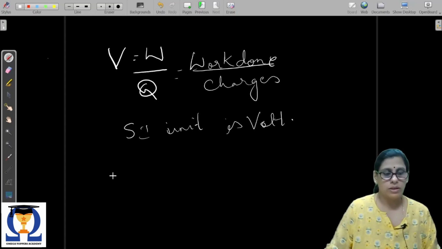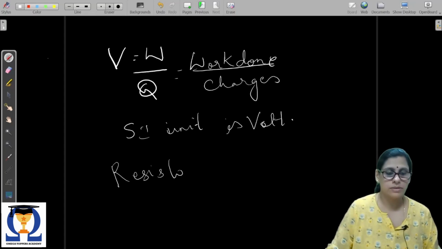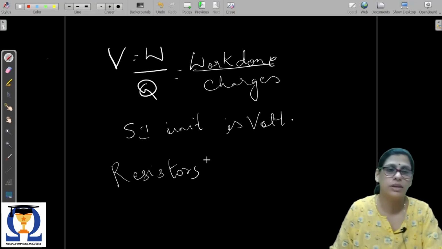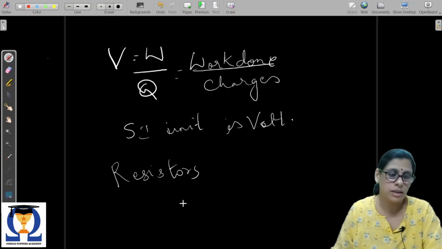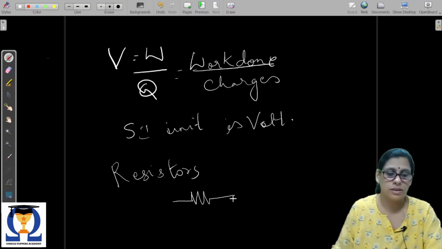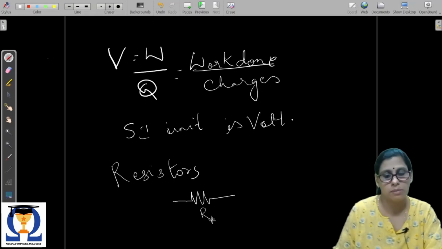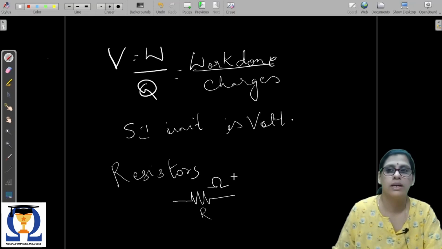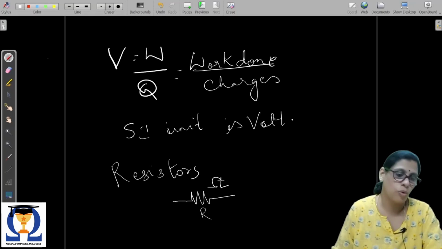Next, coming to resistors. These resistors are important components in electric circuits. There are many resistors connected in electric circuits. The symbol for the resistor is this. It is denoted by the symbol R, and its SI unit of measurement is ohms.